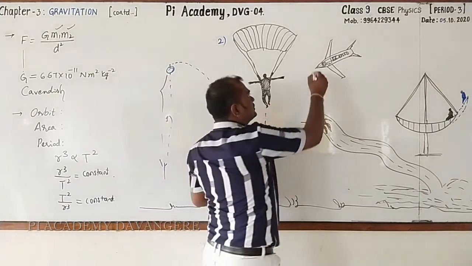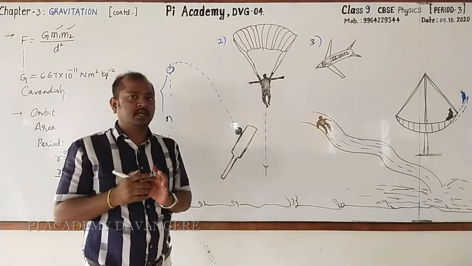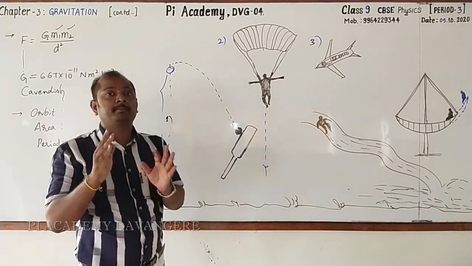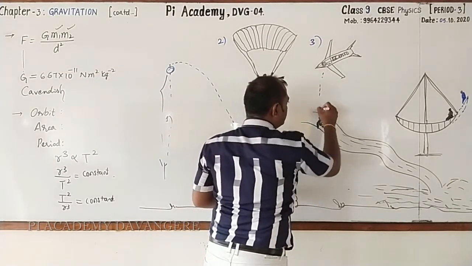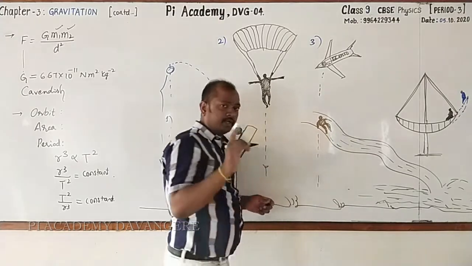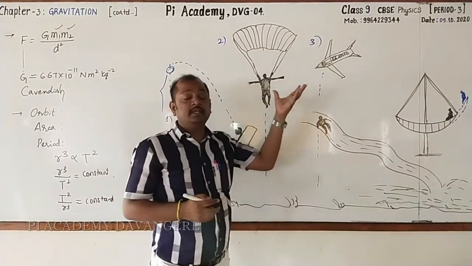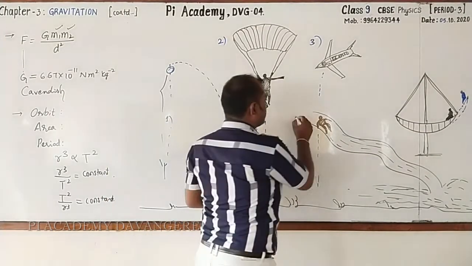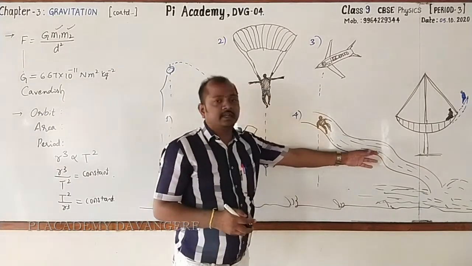Next, observe this third figure. In this, imagine a situation that the plane is not under the control of the pilot. That means it is falling towards the ground freely, right? So here also the motion of this plane is under the influence of gravitational force. Come across the fourth one. It is the water slide game.